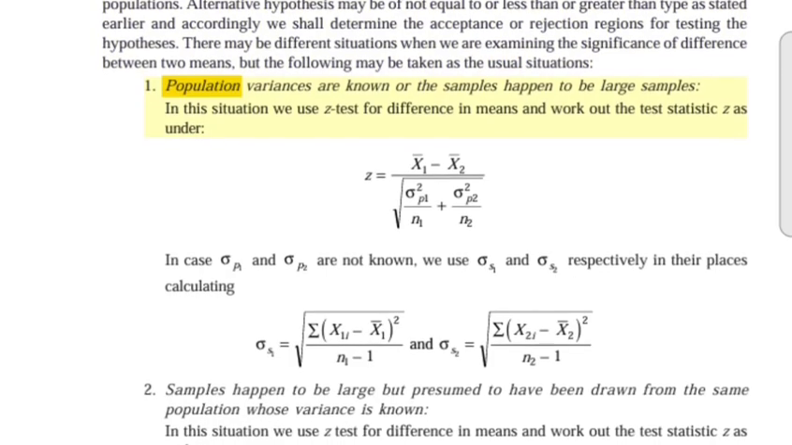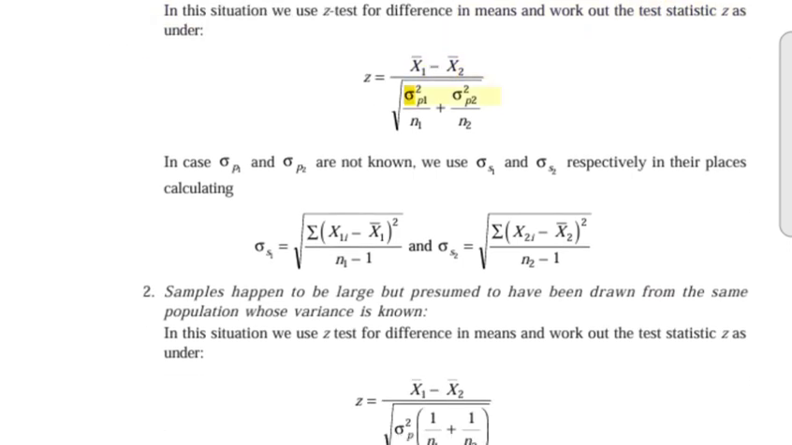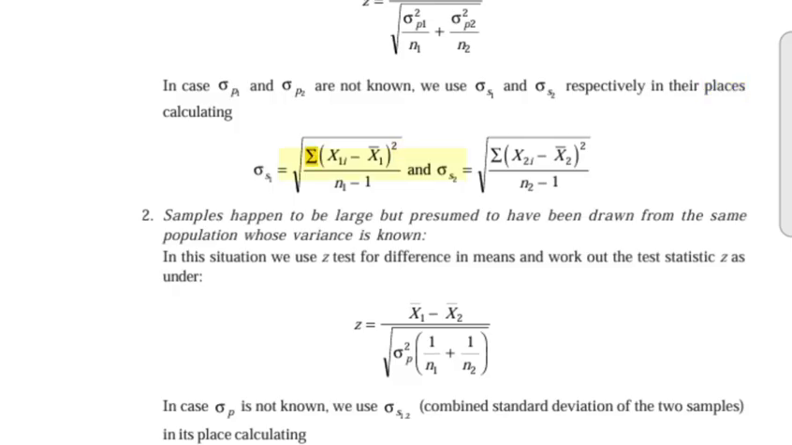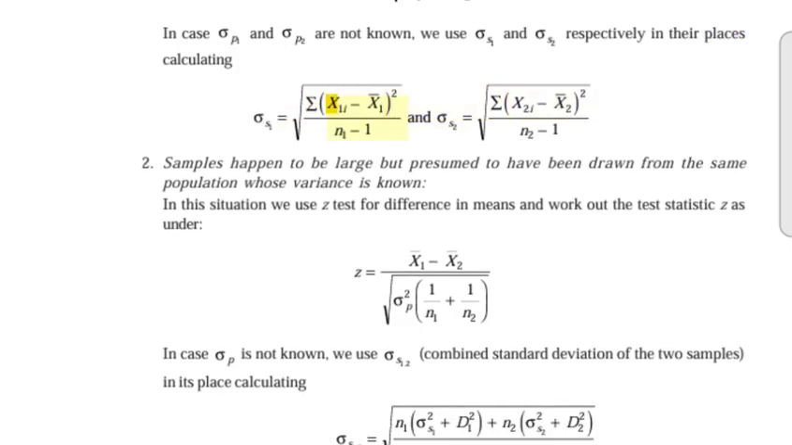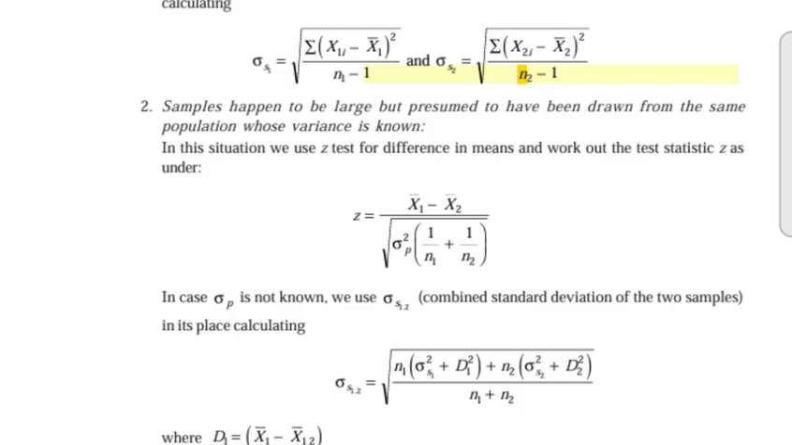1. Population variances are known or the samples happen to be large samples. In this situation we use the z-test for difference in means and work out the test statistic z as under: z = (x̄1 − x̄2) / √(σp1²/n1 + σp2²/n2). In case σp1 and σp2 are not known, we use σs1 and σs2 respectively in their places, calculating them from the sample data.